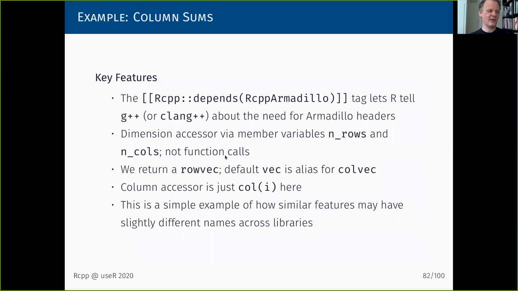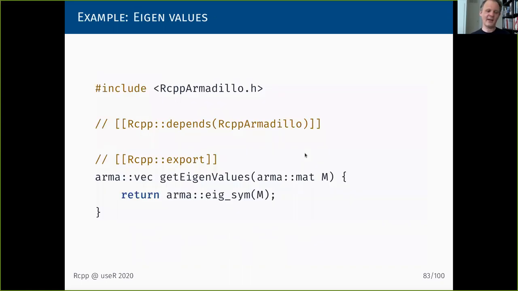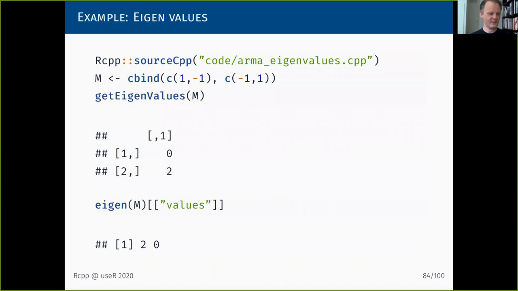As I mentioned, nrows and ncols are slightly different here. And here we show rowVec. You could use a colVec too. And that's just that. And then, you know, other things are there as well. If you want eigenvalues, you just say eig of a symmetric matrix, and much, much more. There are many examples at the gallery that we'll get to, as well as for Armadillo itself and Armadillo's website.